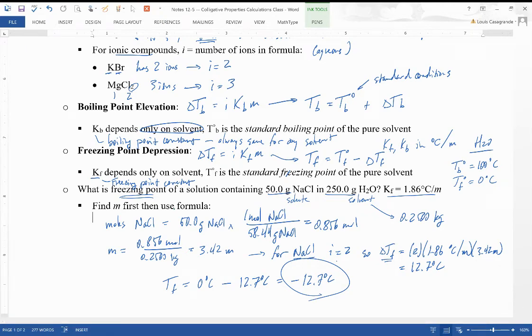Anytime you have an ice bath, the ice and the water that it's in are always at the same temperature, and this is a way to get to a lower temperature ice bath.